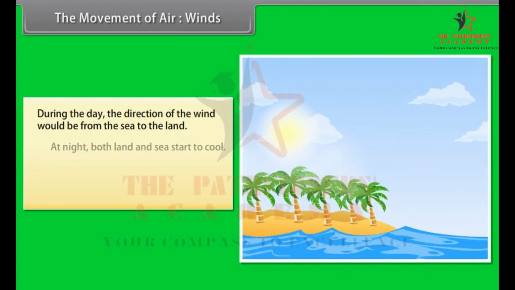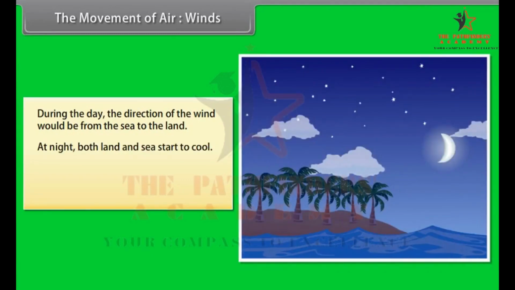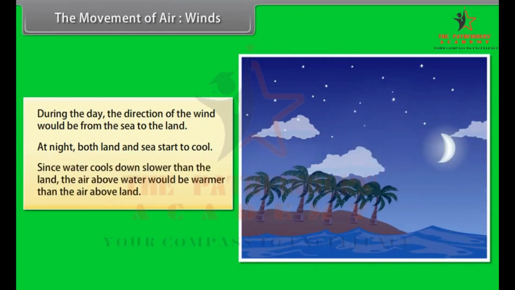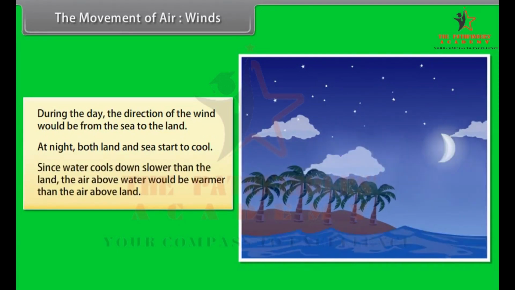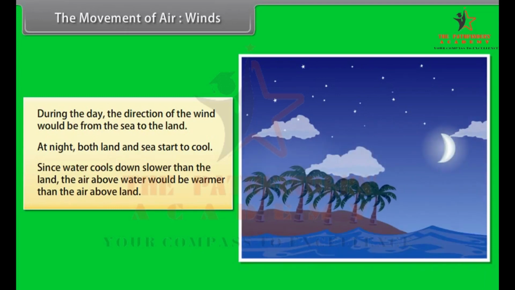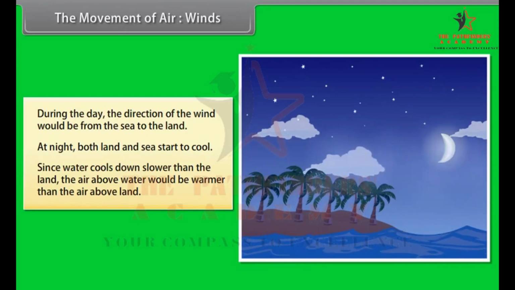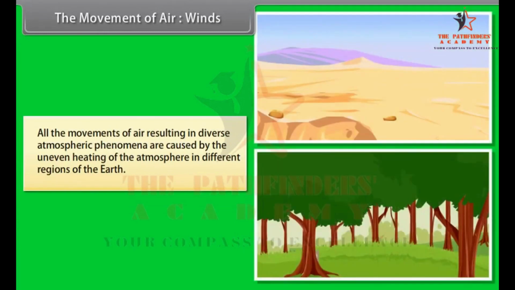At night, both land and sea start to cool. Since water cools down slower than the land, the air above water would be warmer than the air above land. All the movements of air resulting in diverse atmospheric phenomena are caused by the uneven heating of the atmosphere in different regions of the earth.